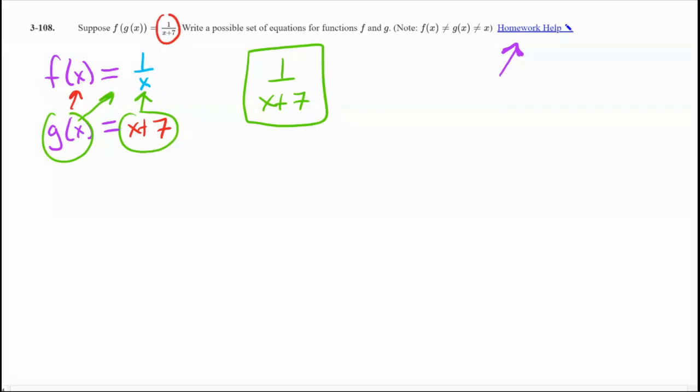I made that a really long explanation because it's a little bit confusing if you don't get it at first, but once you start seeing these composition problems and working backwards, it becomes a little bit easier. So our function f is 1 over x, our function g is x plus 7.